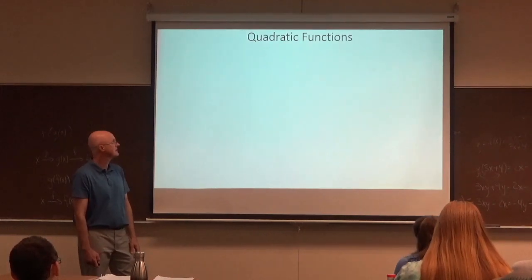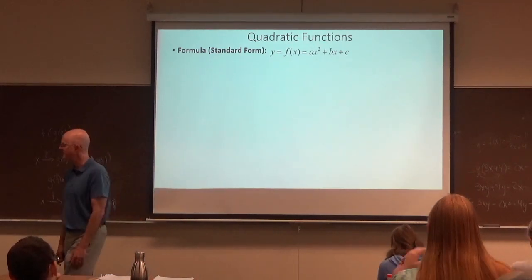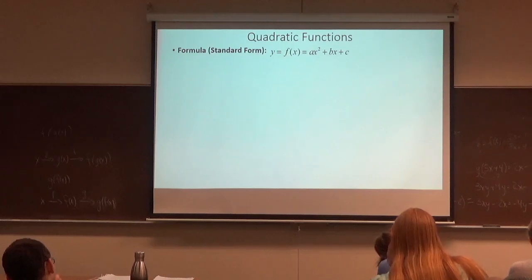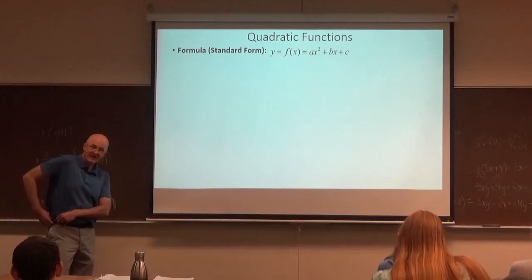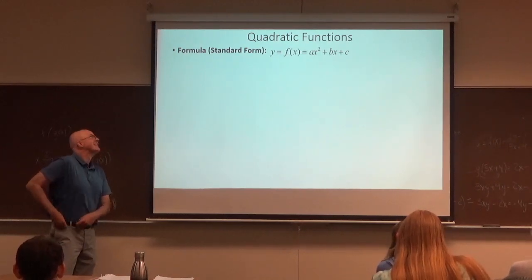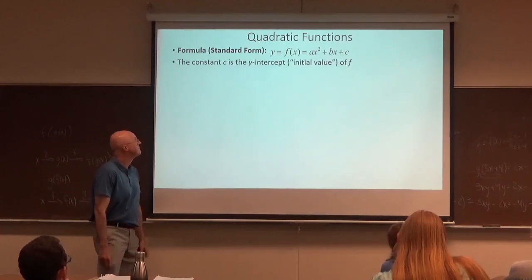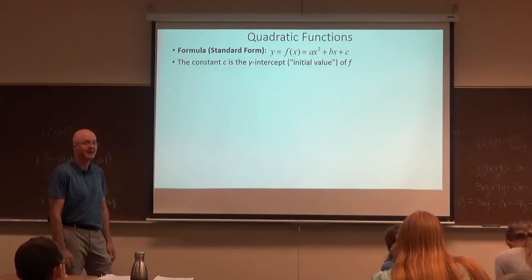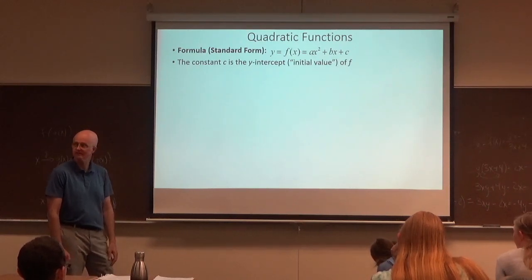What are quadratic functions? Here's their standard formula. f(x) = ax^2 + bx + c. Right, you've seen that before? Starts making you think of the quadratic formula, or it should at least. What do those constants a, b, and c represent? c is the y-intercept, or initial value of f, because when you plug in x equals 0, you get c.